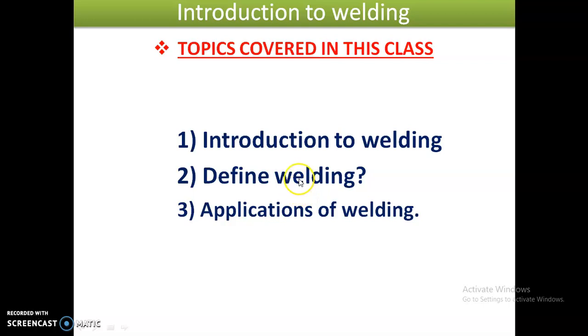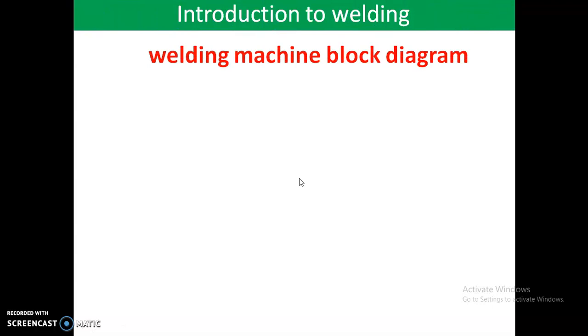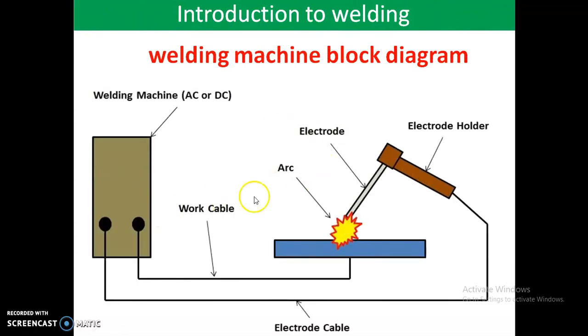So first let us see the block diagram of the welding machine. This is our block diagram of the welding machine. This is a welding machine, AC welding machine or DC welding machine, alternating current or direct current welding machine. It has two cables. One cable is connected to the electrode holder, another cable is connected to the work. So that's why this is called the work cable, and the other cable is called the electrode cable.